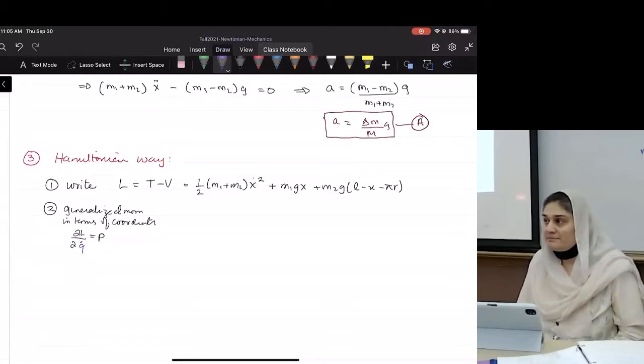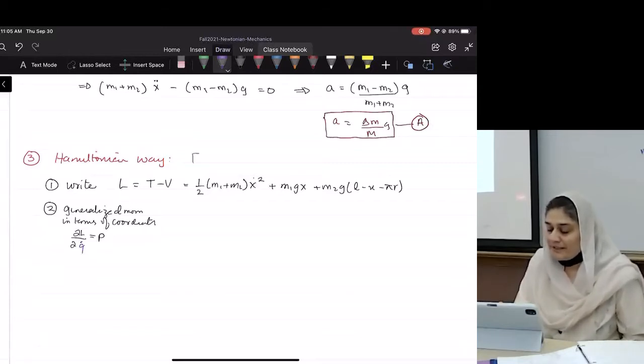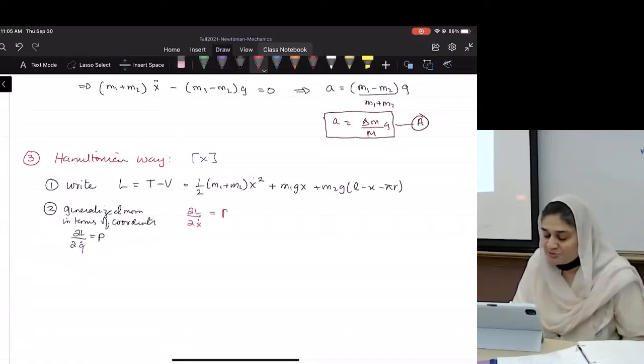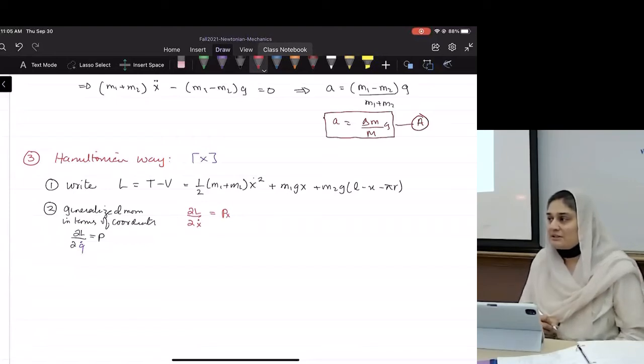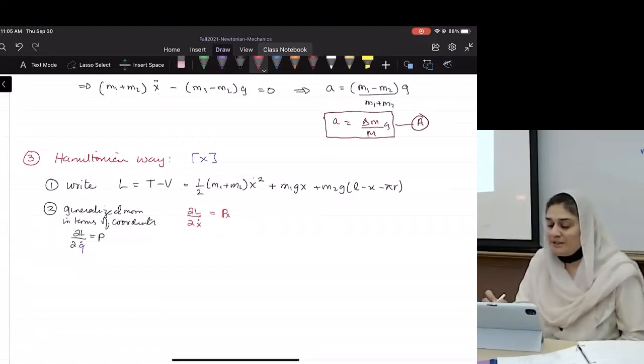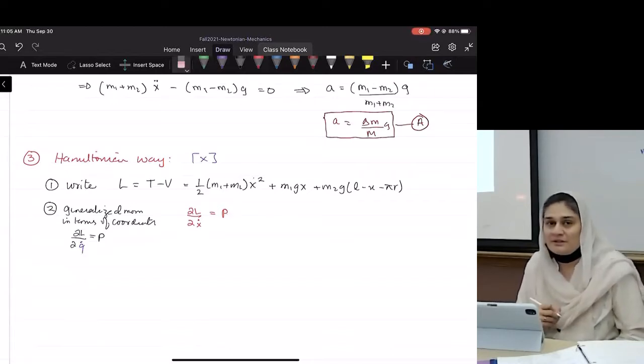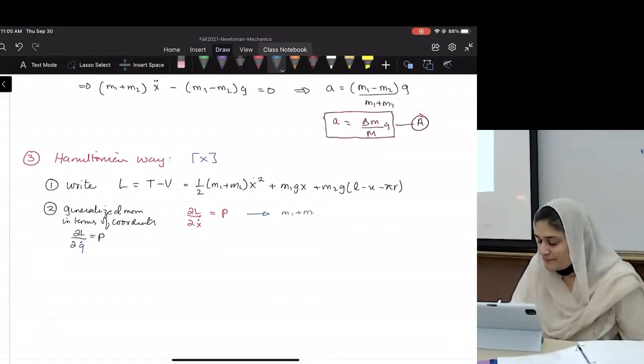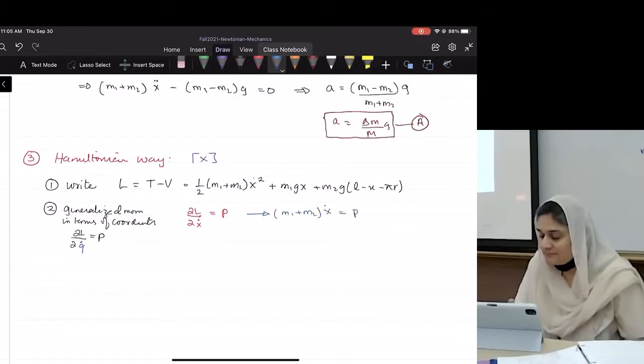What's our coordinate? X only, right? So what will that expression look like? Partial L over partial X dot equals P subscript X. May I get rid of the subscript X? Sure, because we already know this is along X. Okay, what's the answer for this? (M1 plus M2) X dot equals P.